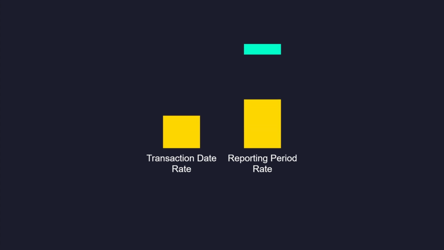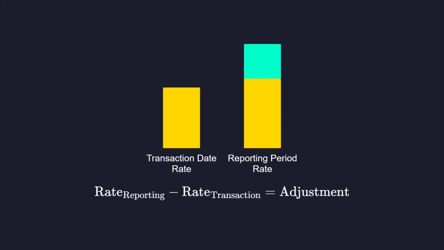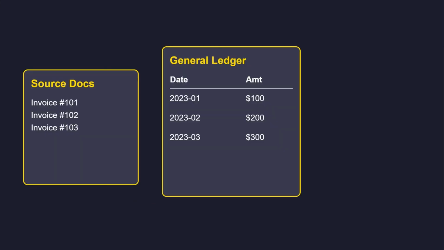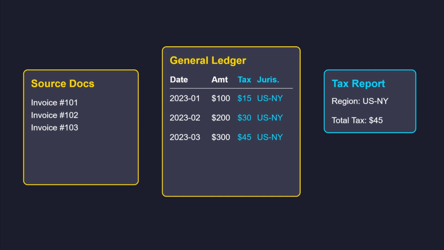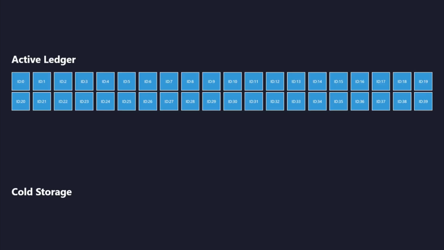Design a specific transaction type for foreign exchange adjustments that accounts for the difference between the transaction date exchange rate and the current reporting period rate to keep your books accurate. Avoid storing tax calculations only in the source document by bringing the tax amount and the tax jurisdiction code into the ledger entries to enable simplified regional tax reporting from a single table.